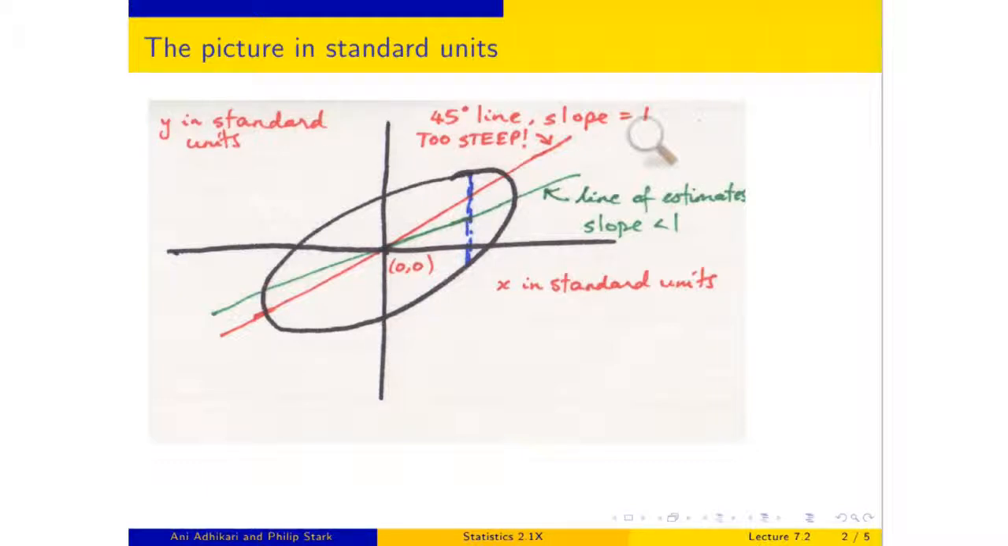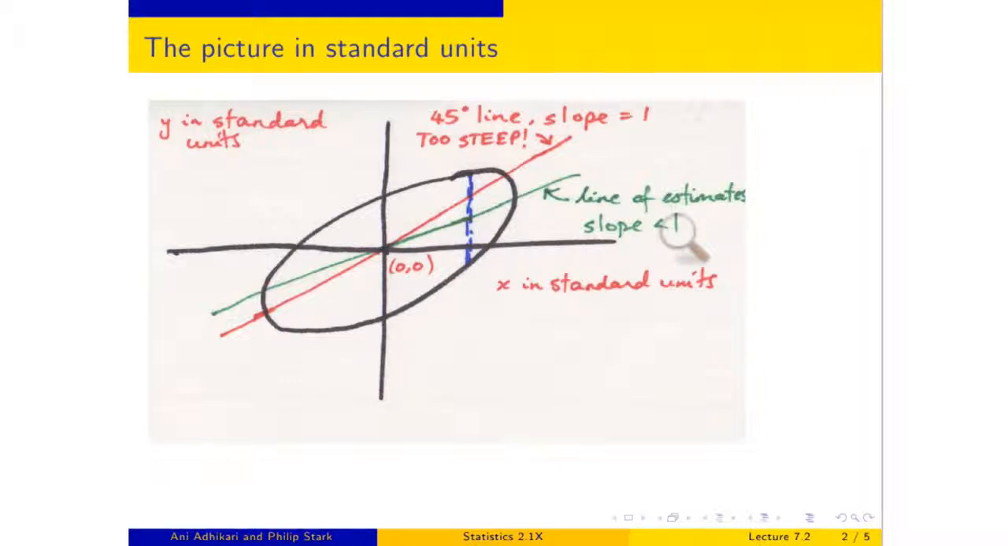Which is the line we do want? We want the line that has the center of the strip as the point through which it is passing. And that line, from what you can see, must be flatter than the 45-degree line. It must be flatter than the line whose slope is 1. That's the slope of the 45-degree line. So we're looking for a line that has a slope of less than 1, and the way I've drawn it, the association is positive, so the slope is going to be a number between 0 and 1.